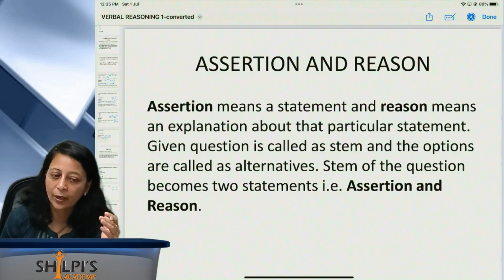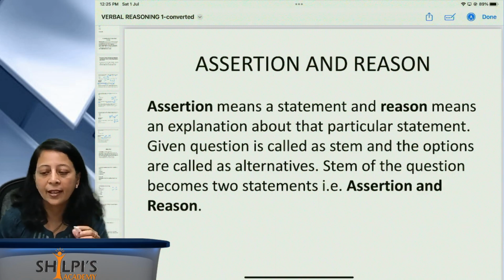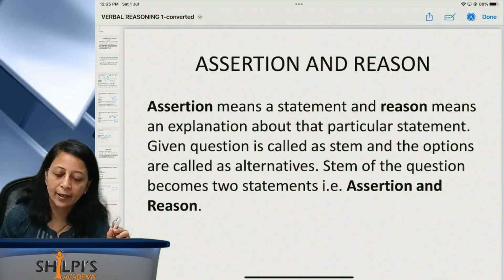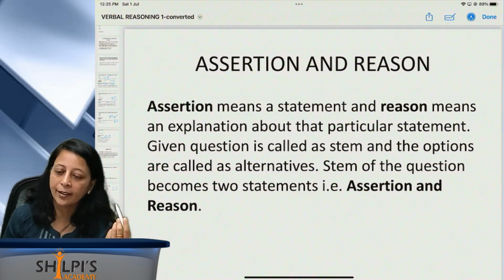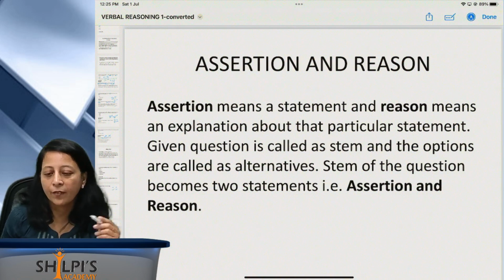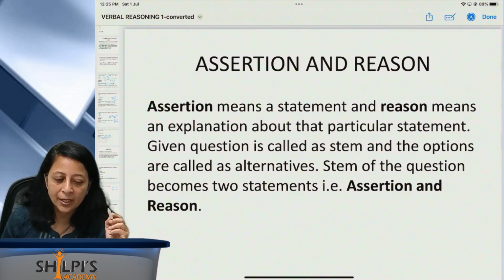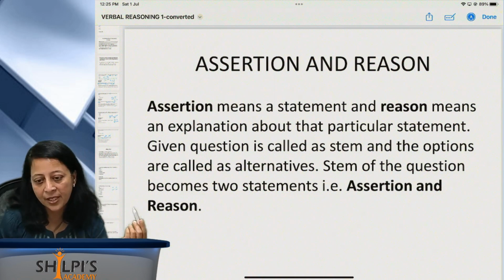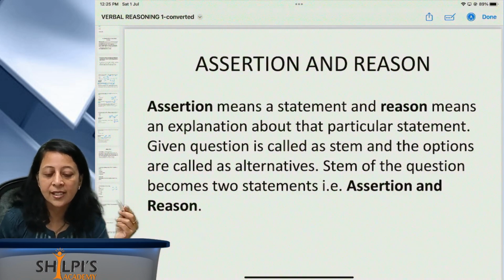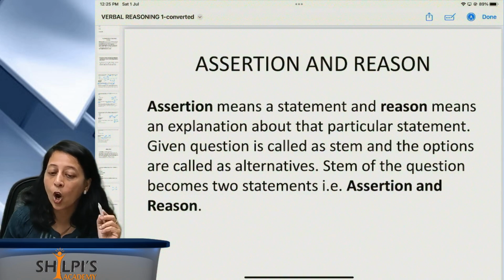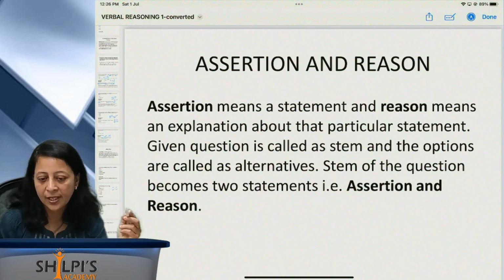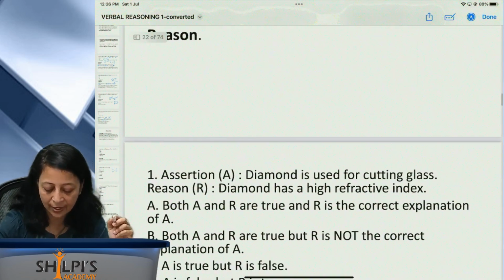You have to correlate whether your assertion and reason are connected to each other or not connected, whether the assertion is perfect, whether the reason is perfect with the given options. Assertion means a statement and reason means an explanation about that particular statement. The given question is called a stem and the options are called alternatives. The stem of the question becomes 2 statements, that is assertion and reasoning. Let's see it.